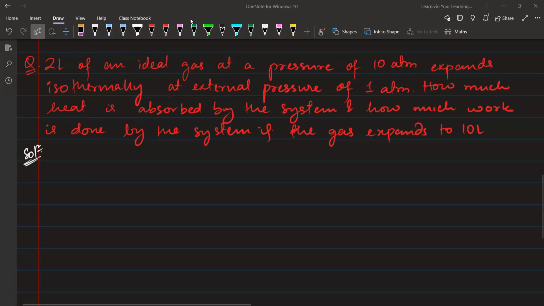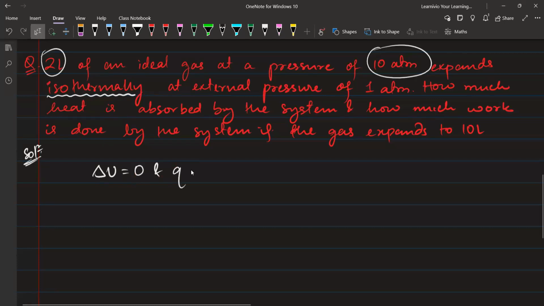2 liter of an ideal gas at a pressure. 2 liter is important है ना? At a pressure of 10 atm will be important. At a pressure of 10 atm expands isothermally. When it is isothermal, that means delta U is equal to 0 and Q is equal to minus W. Does it make sense? Yes or no? Please tell me. अभी हम लोग ने जैसे ना बोलिए. Yes, sir. ठीक है.